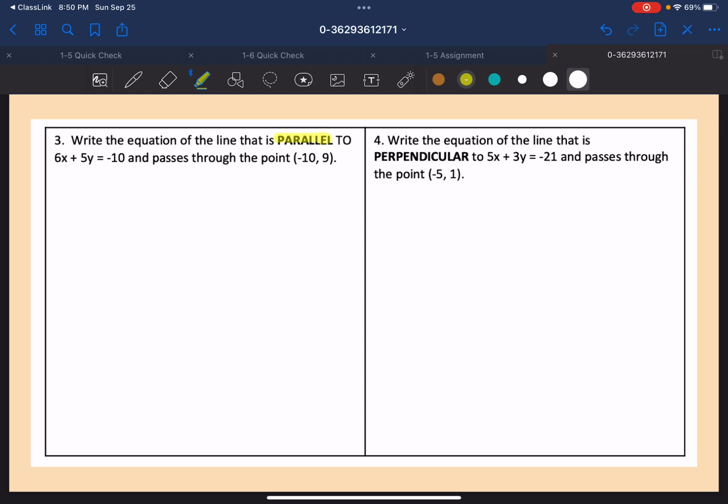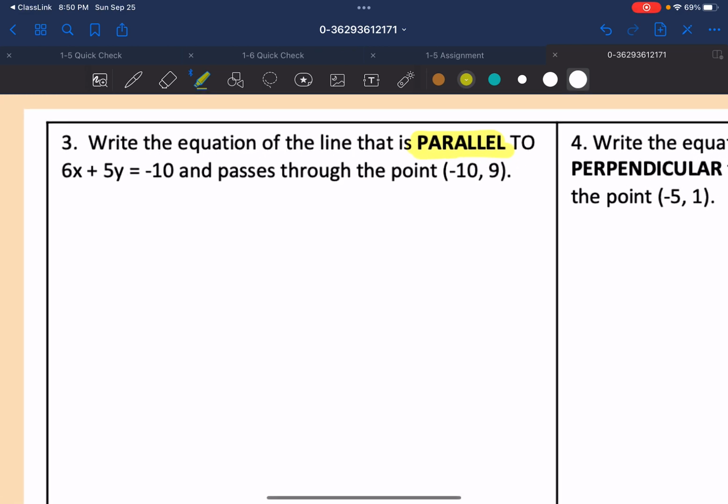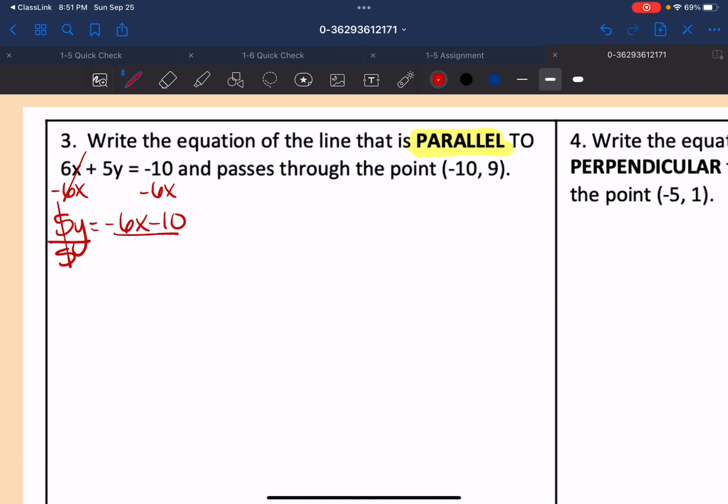So let's make sure we point out to ourselves that we're working with a parallel line here, which means our slopes have to be the same, okay? Our first goal is to take this equation and solve for y just like we did on the last one. So we can start by subtracting 6x from both sides. So we have 5y equals negative 6x minus 10. Divide both sides by 5. y equals negative 6 over 5 x minus 2. Oops, forgot my x.